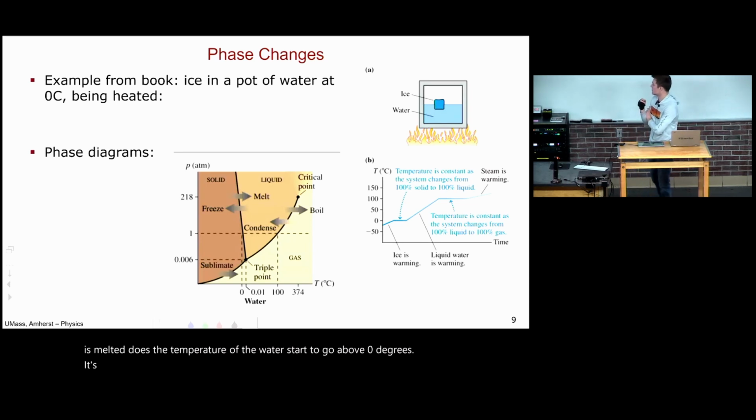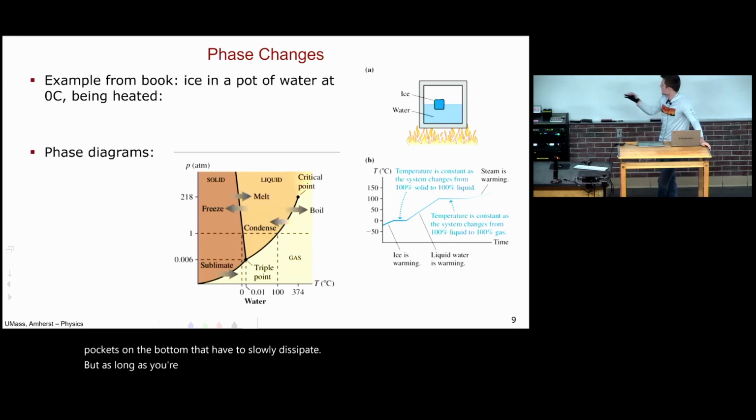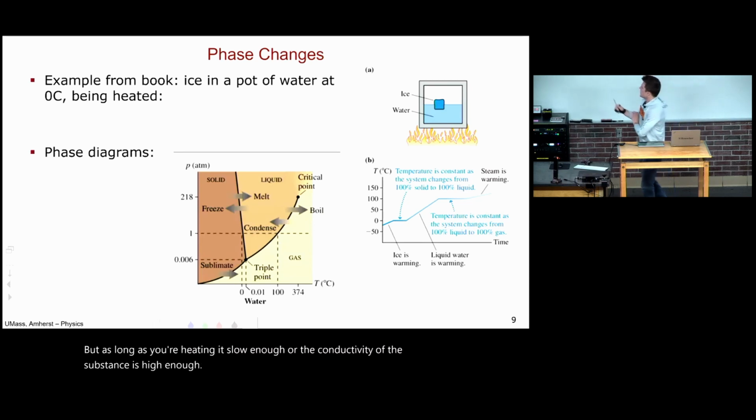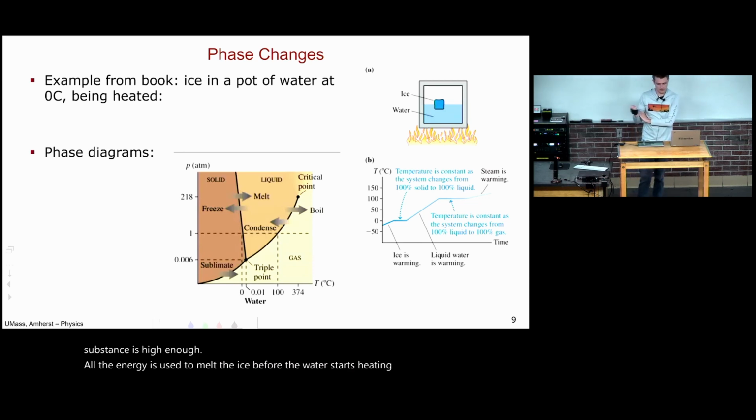Very, very non-intuitive. And you can actually see this in the real world. The heat doesn't travel instantly through the water, so you end up with hot pockets on the bottom that have to slowly dissipate. But as long as you're heating it slow enough or the conductivity of the substance is high enough, all the energy is used to melt the ice before the water starts heating at all. Okay.